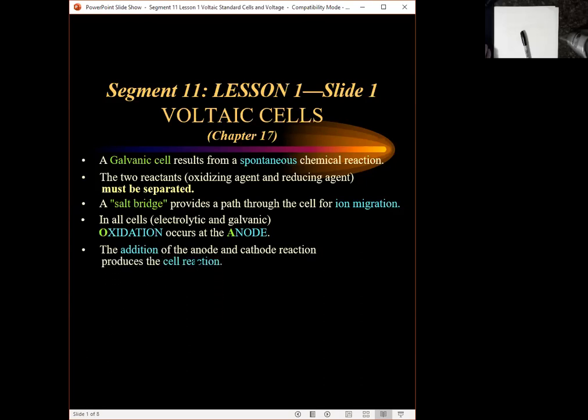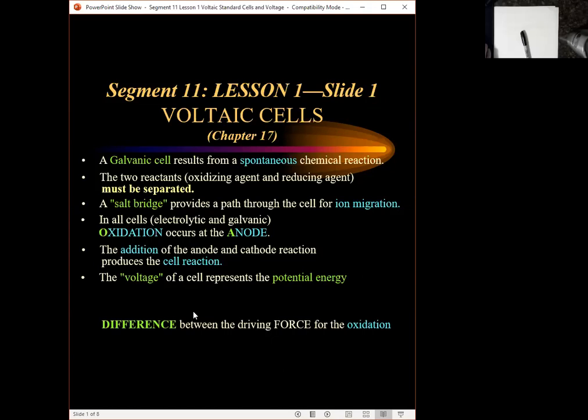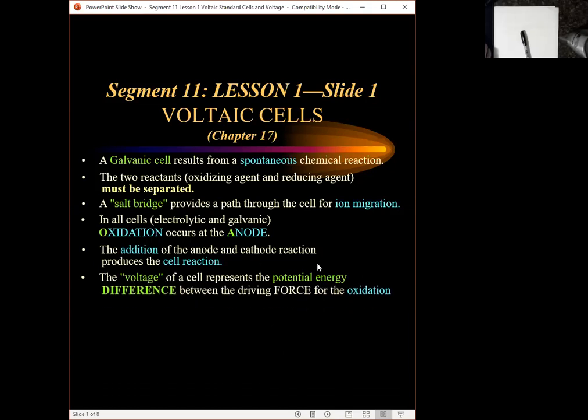And you add the anode and cathode reactions to produce the cell reaction that you have, just like we did before. Now, the voltage of a cell represents potential difference, the potential energy difference between an electron on one of those electrodes moving to the other electrode. It's the potential energy difference between those two. And that gives the driving force for the oxidation half reaction and for the reduction half reaction.